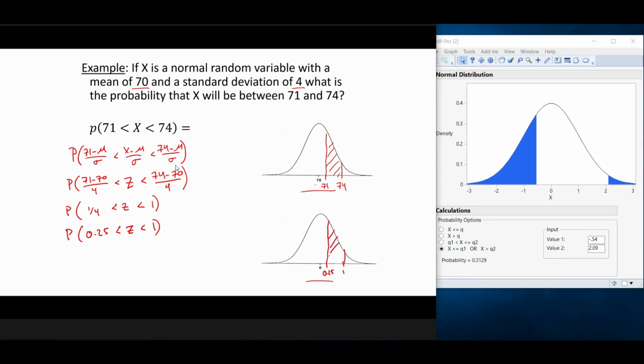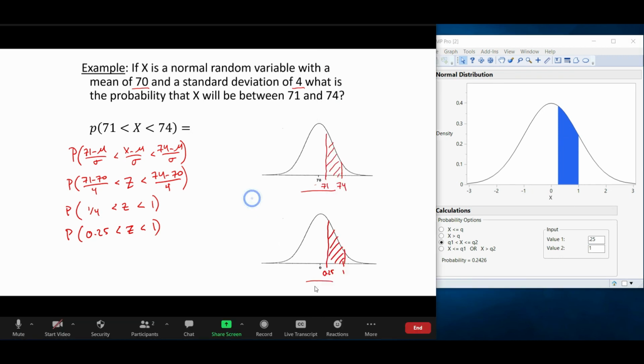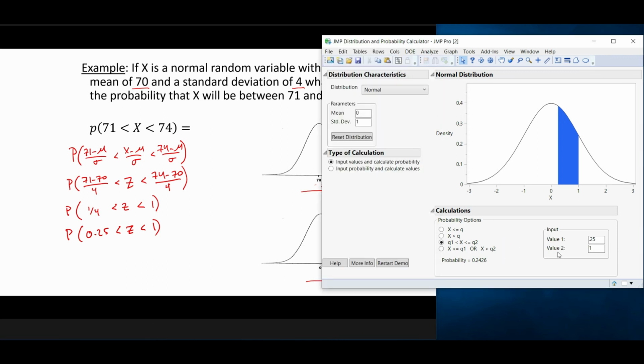Okay, so that's that area. I can calculate that over here in JMP. Standard normal 0, 1, and I'm looking for the area between these points of 0.25 and 1. And that gives me, so visually this looks right. What I've drawn over here, that's what I'm after. And this tells me that I have 24.26% of that area between those 2 points.